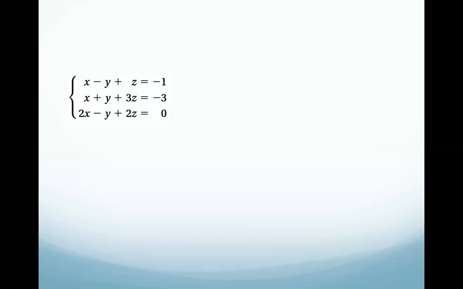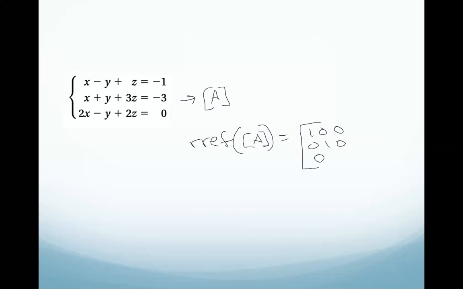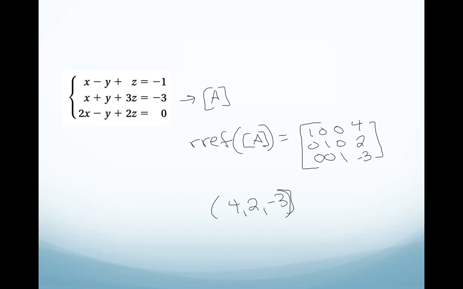Okay, so once you do the matrix and you store this as matrix A, and then you do the reduced row echelon form of matrix A, what you should end up with is 1 0 0, 0 1 0, 0 0 1, with our answer in that last column as 4, 2, and -3. So that gives us the ordered triple 4, 2, -3. Now I can't just look at those last 3 numbers. I always have to look at the first part of the matrix as well.